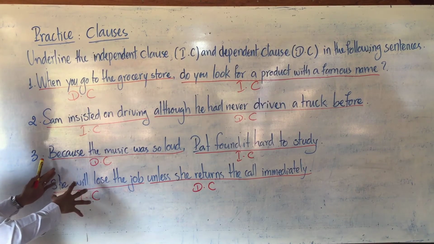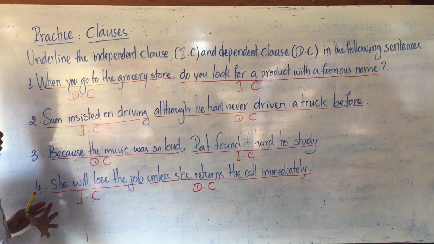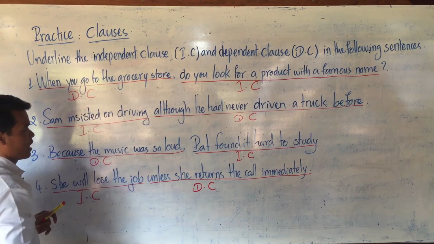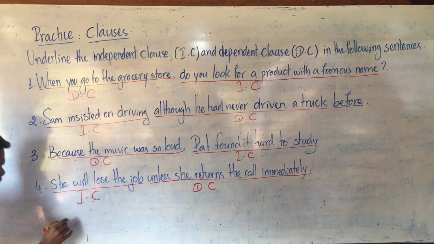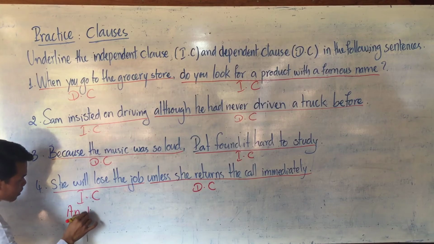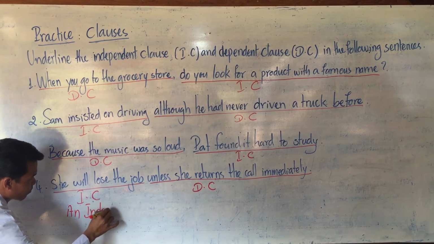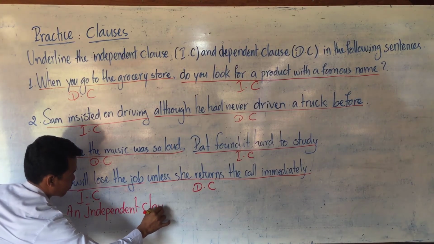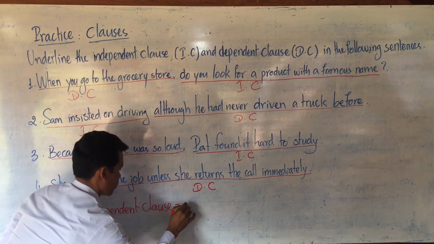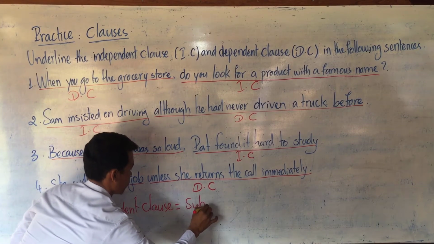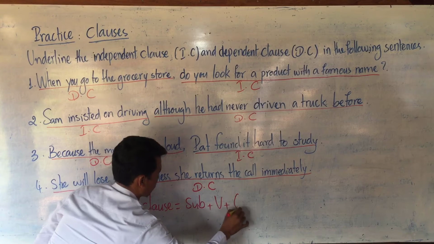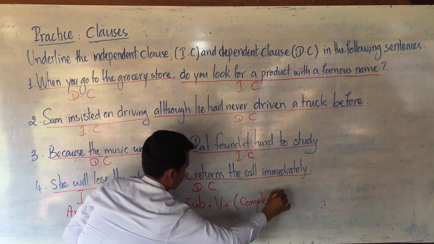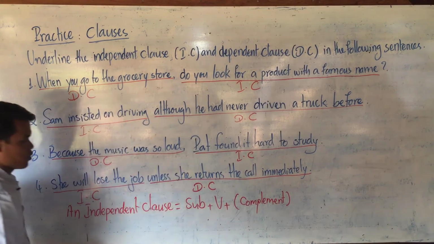After analyzing all clauses from number 1 to number 4 here, you can see DC begins with a subordinator, IC without a subordinator, so we can have a formula like this. An independent clause is equal to subject plus verb plus complement. In brackets, it is optional.